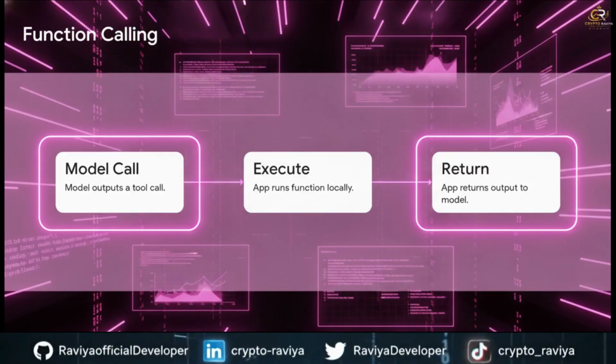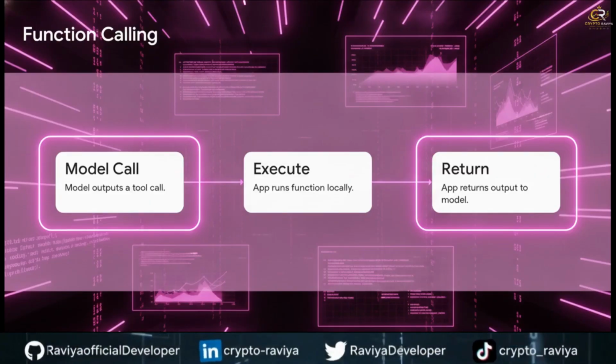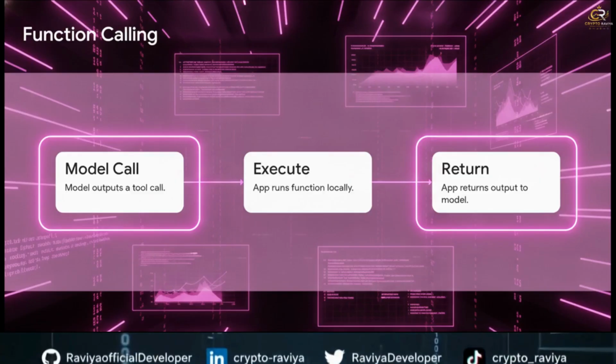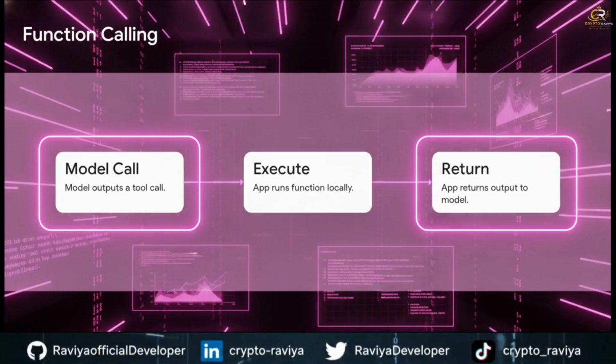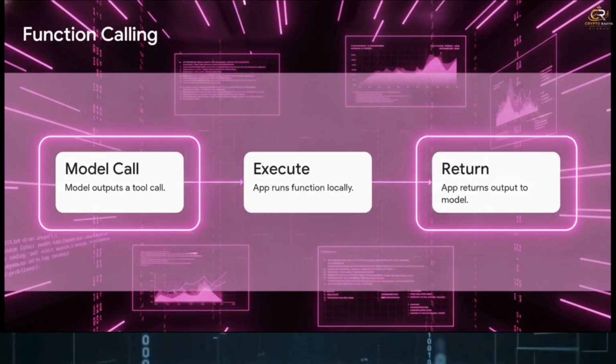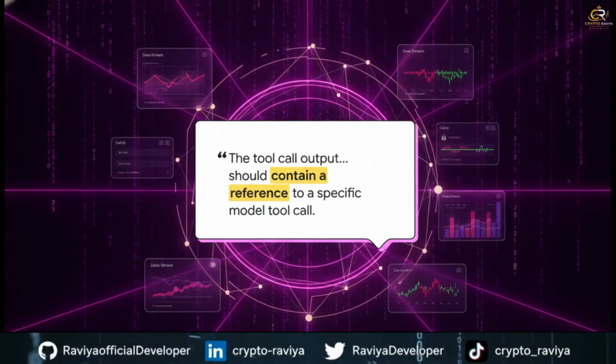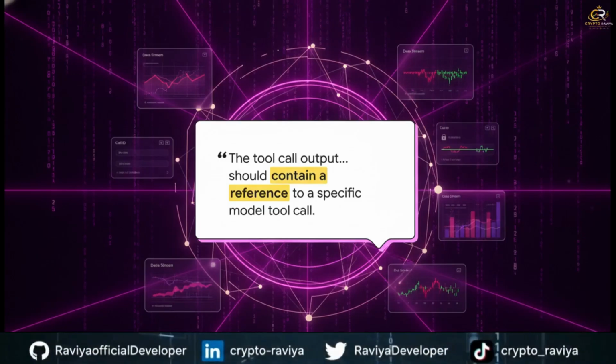Step 2, your application catches that request and securely executes the weather function locally. And then step 3, your application grabs that fresh data and feeds it right back into the model's stream, which allows the AI to formulate its final answer. The absolutely crucial point of that whole loop is summarized perfectly in this quote from the docs.